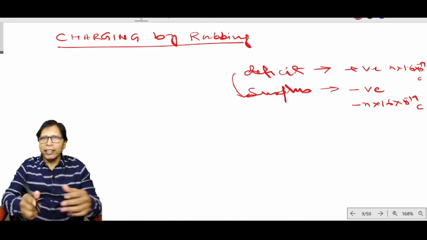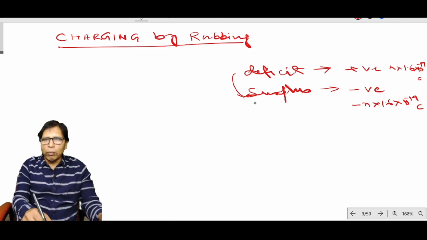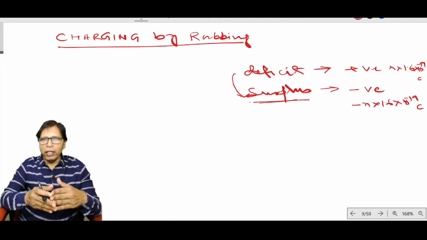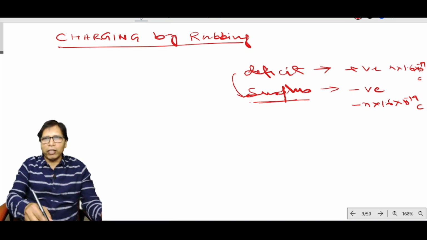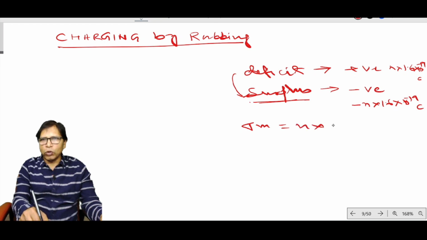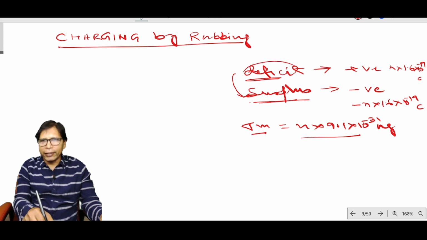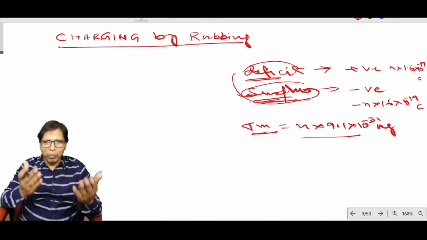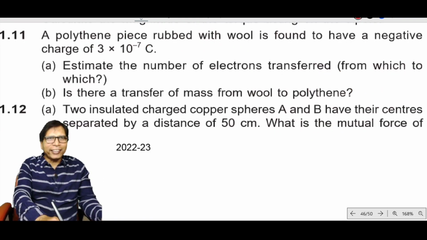What is the change of mass? As an electron has mass, the body which has a surplus of electrons is heavier than the body which has a deficit of electrons. The change of mass, delta M, equals n × 9.1 × 10^-31 kg. So this body has less mass by this, and this body has a surplus of mass by this.